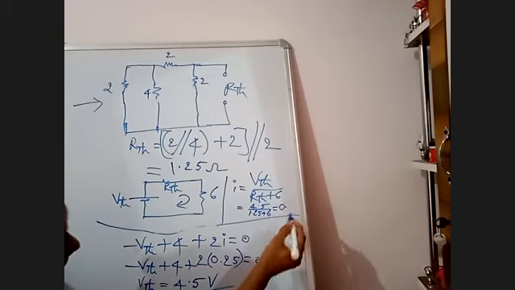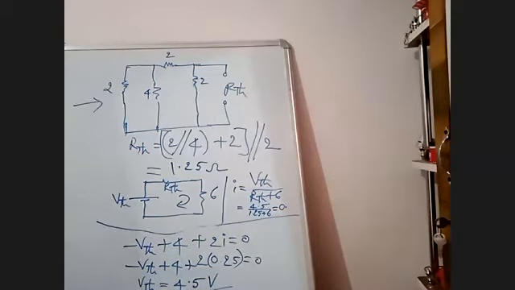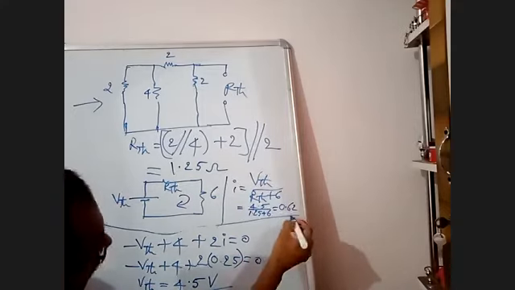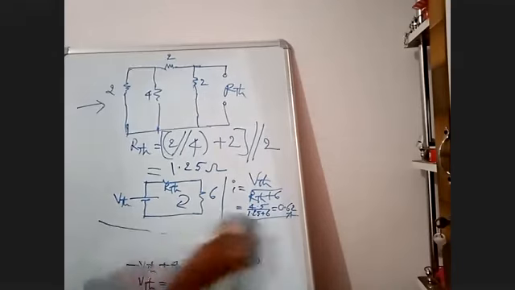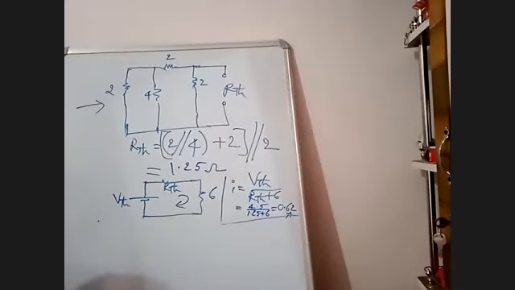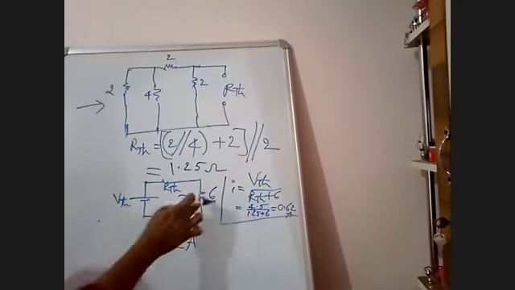What is the value? 0.62. 0.62 ampere. 0.62 ampere. This is the current in 6 ohms.